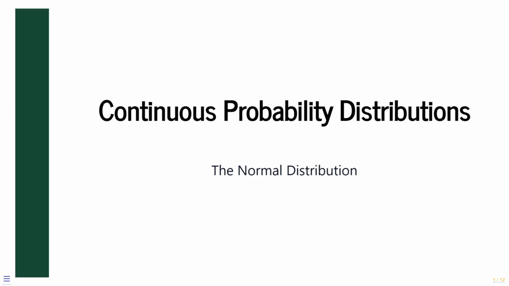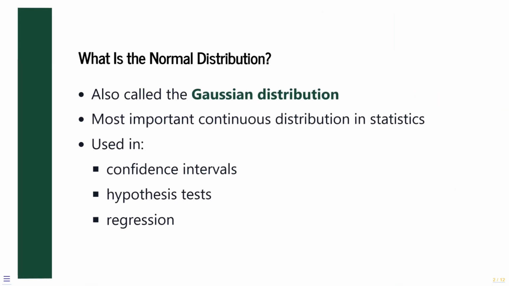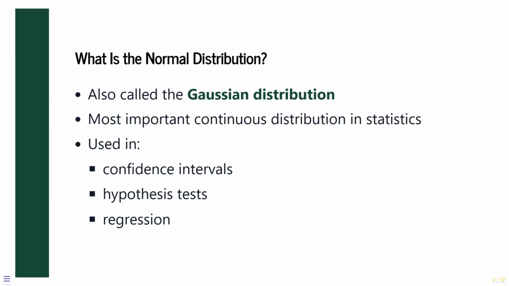In this video, we introduce the normal distribution, also known as the Gaussian distribution. This is the most important continuous distribution in statistics and appears throughout science, engineering, and the social sciences. Many of the inferential tools you will learn, such as confidence intervals, hypothesis tests, and regression methods, are built on the normal model. Because of its mathematical properties and its frequent appearance in real data, the normal distribution plays a central role in statistical reasoning.